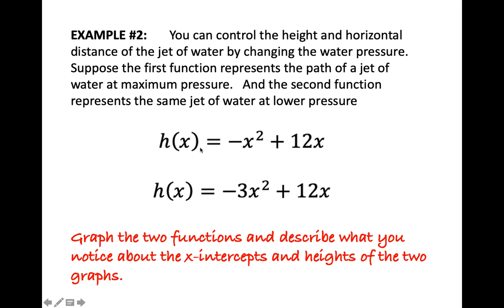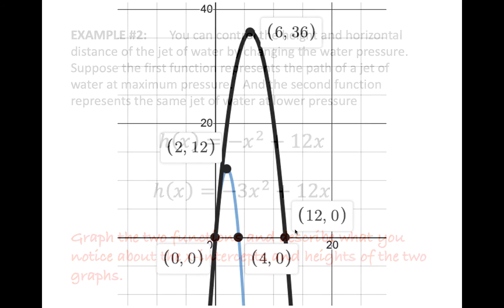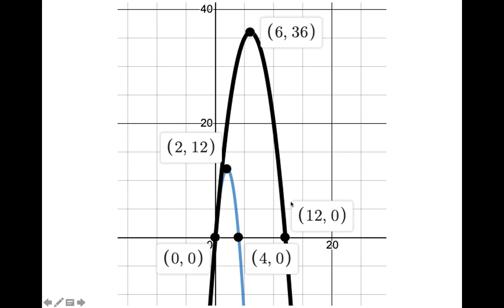If we're looking at the water pressure, for instance, suppose the first function below represents the path of a jet of water at maximum pressure, and the second one is at a lower pressure. So graph the two on the same graph and compare them. So you can see the first one going higher and further, and the other one is going much lower, stopping a lot shorter.